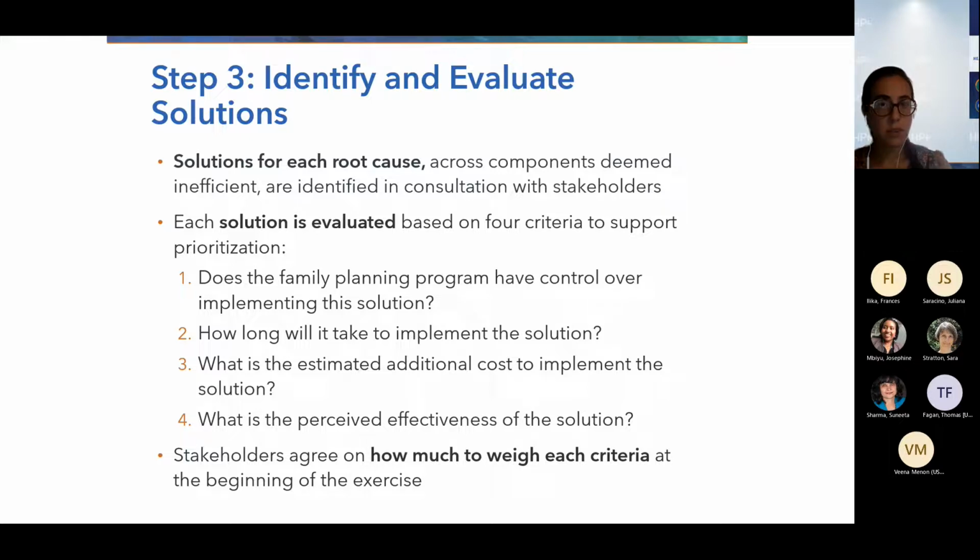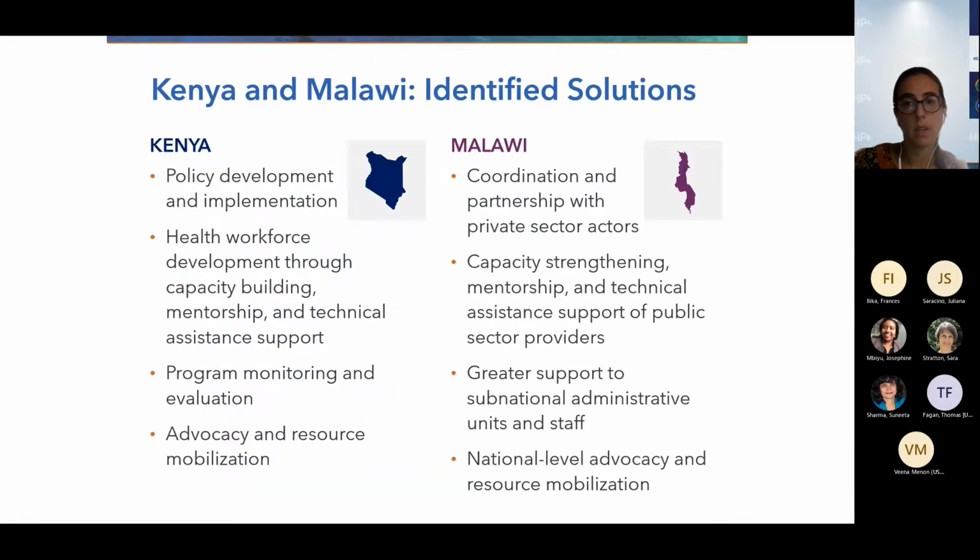The proposed solutions are then scored based on 4 criteria. The first, whether the family planning program has control over implementation of the solution. Second, consideration of how long it will take to implement the solution. Third, associated costs, and fourth, perceived effectiveness of the solution. Those solutions that receive the highest score will be prioritized for implementation in country. The higher the solution score, the more feasible the solution is considered.